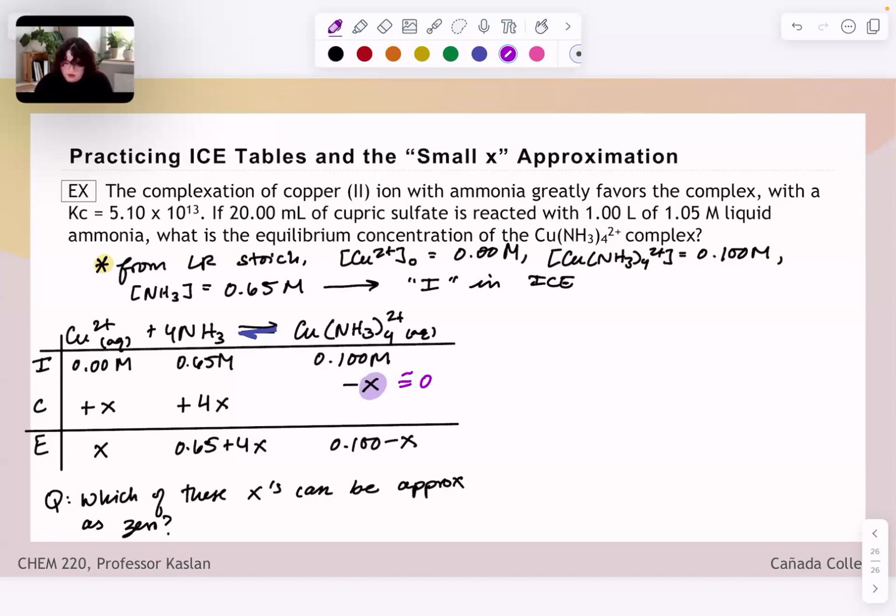What about over here? So what about what's going on with our reactants?